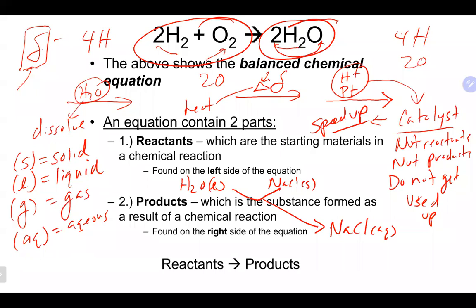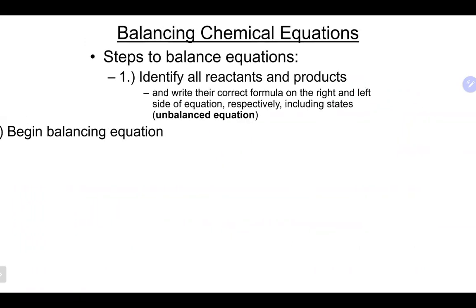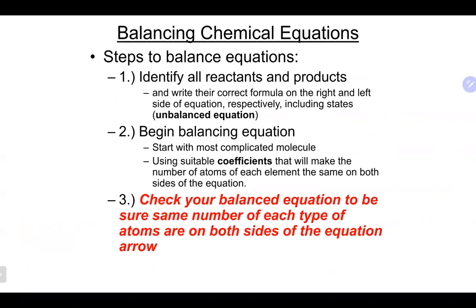All right, so reactants go to products in a reaction. Now, it's really important to always have a balanced equation. So let's talk about some strategies you could use, although most people just use a trial and error approach, which usually works most of the time.